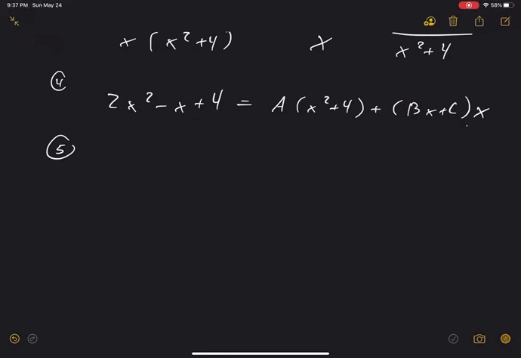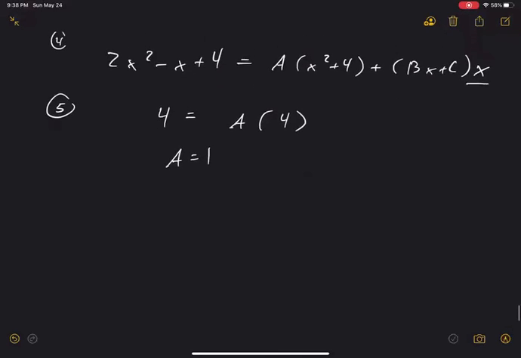If I plugged in 0 for x, on the left side, I would have 4. On the right side, I would have A times 4 plus 0. So I'd have 4A equals 4, so I get A equals 1. Now I have A equals 1.